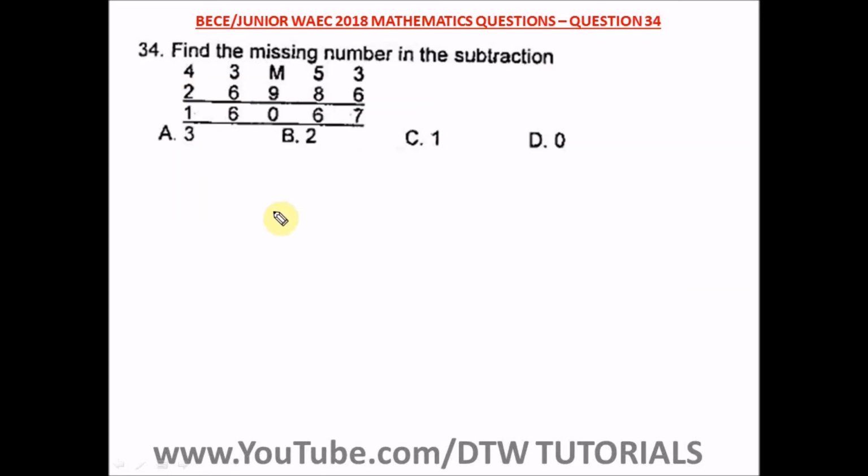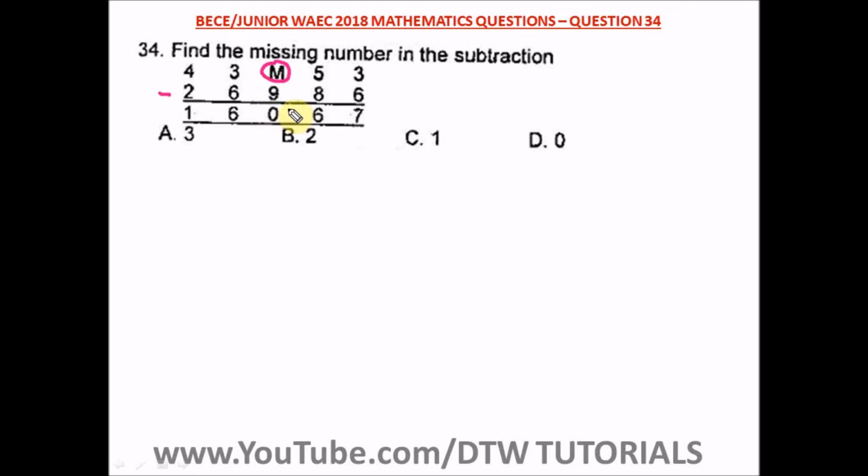Question 34 of the BECE Junior WAEC 2018 Mathematics Past Question. That's your OBJ question 34. The question says, find the missing number in the subtraction below. So we have this number minus this gives us this. We're to find the missing number, which is M.